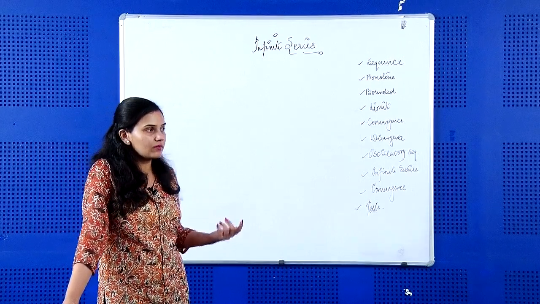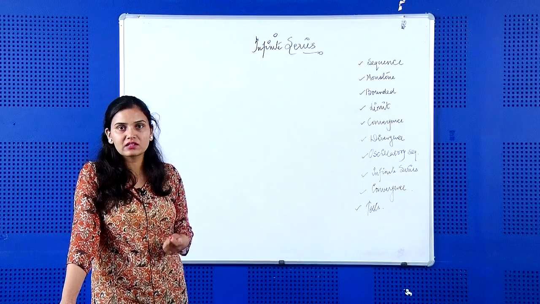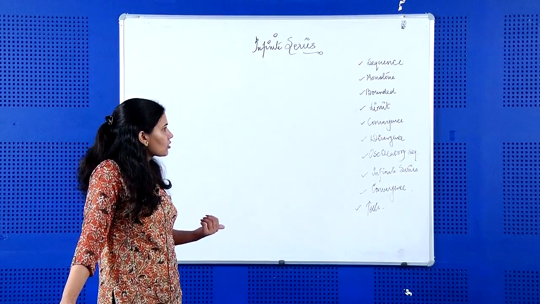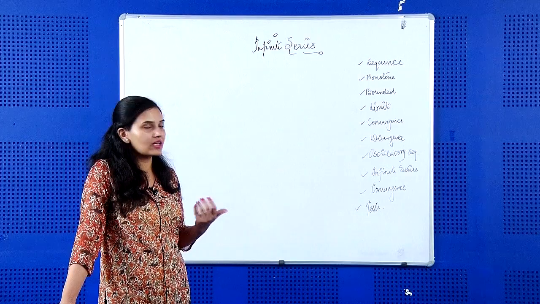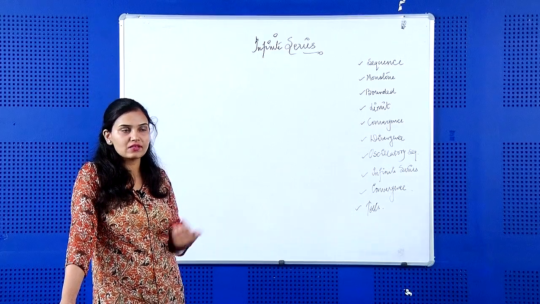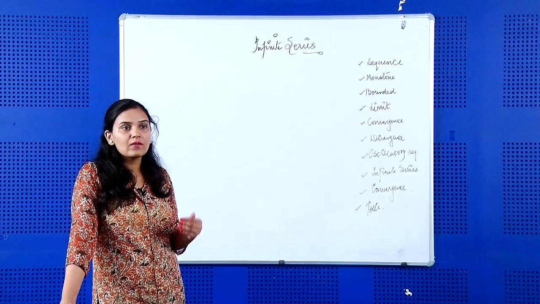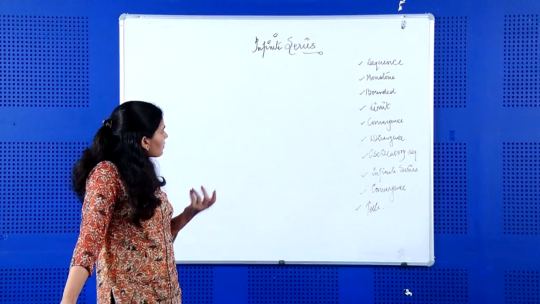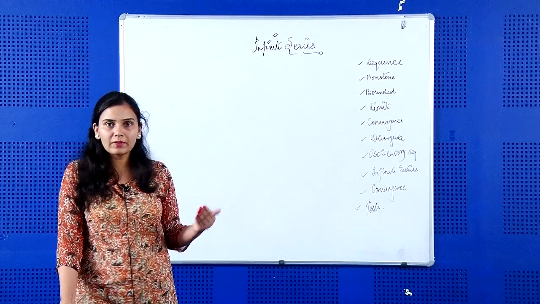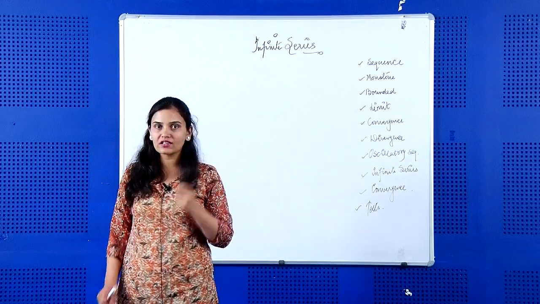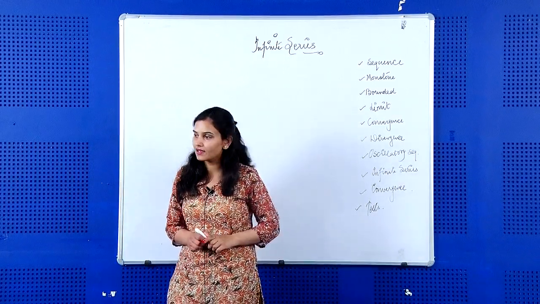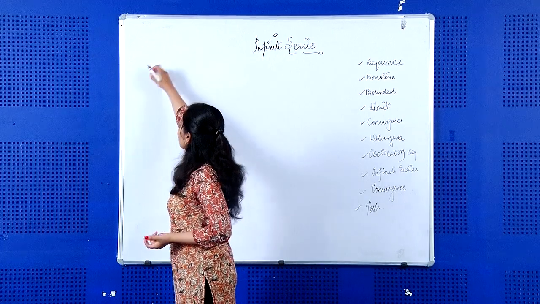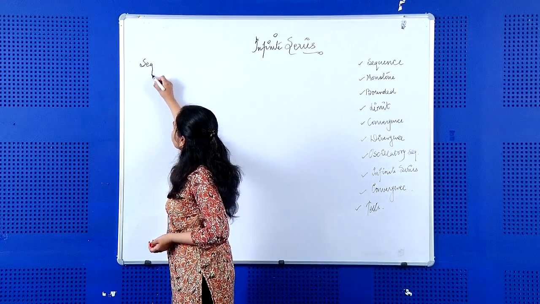Then we have one very important theorem here, that is Leibniz theorem. With the help of Leibniz theorem we can check whether an infinite series is convergent or absolutely convergent. So we will go briefly one by one through all the topics. Let's begin with the very basic topic. The first one is sequence. We must know what a sequence is first.